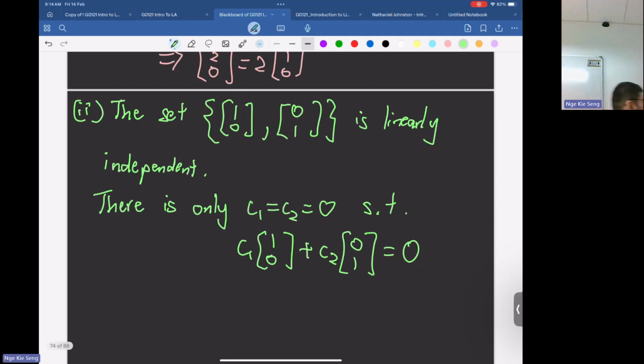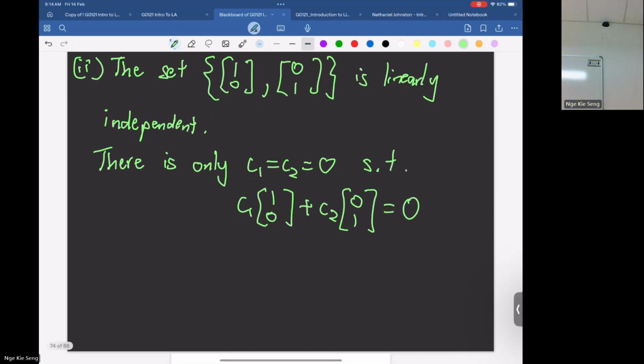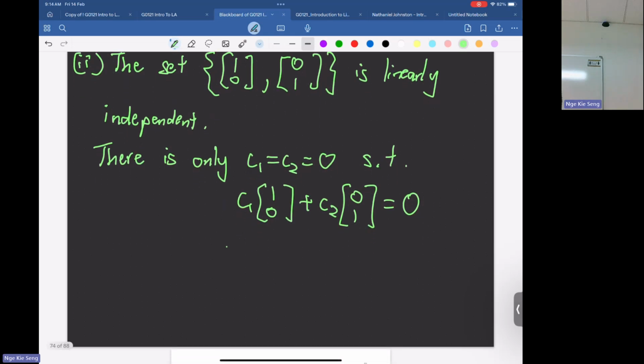Remember, whenever you see an equation, you need to ask yourself: is this a vector equation, a matrix equation, or a linear equation? In this case, this is a vector equation. So what can you do here? There are a few ways to do it. Either you see it as a matrix straight away, or you use the vector form.